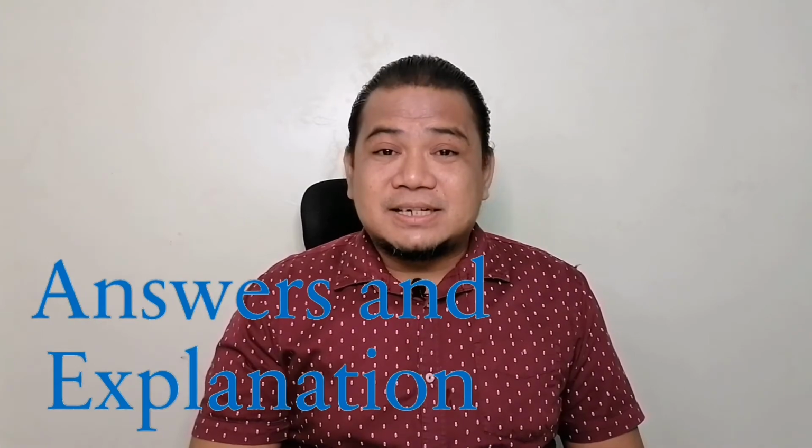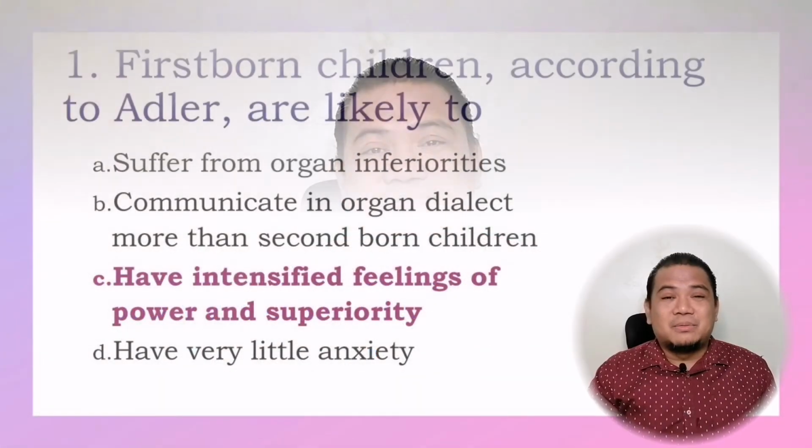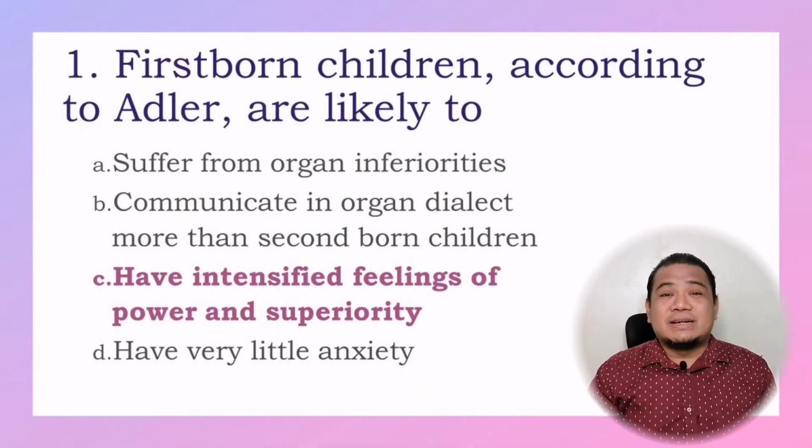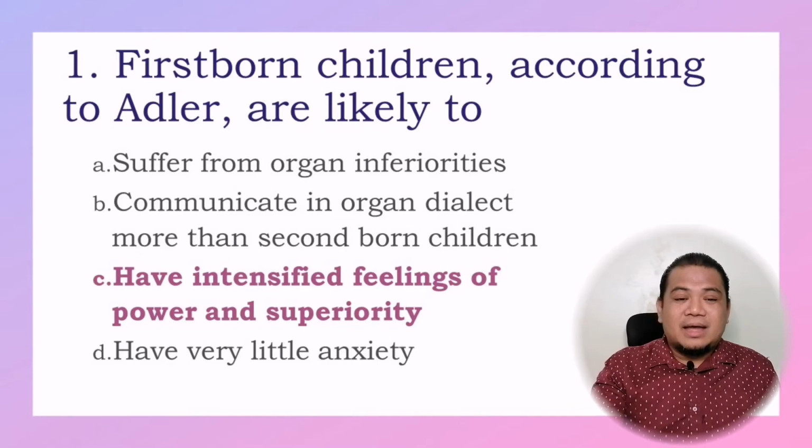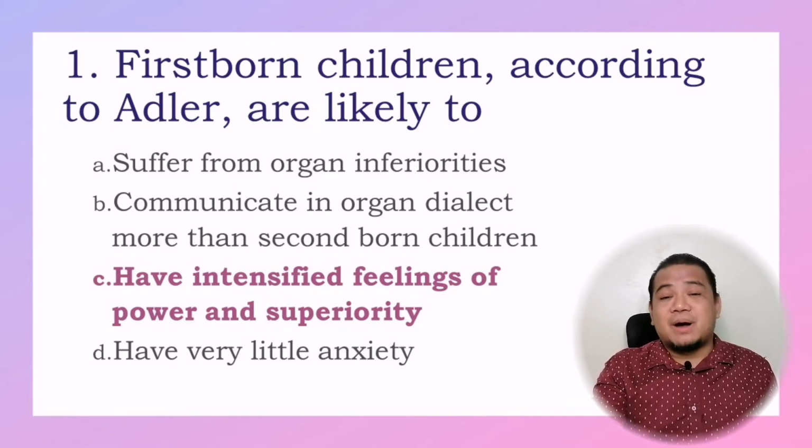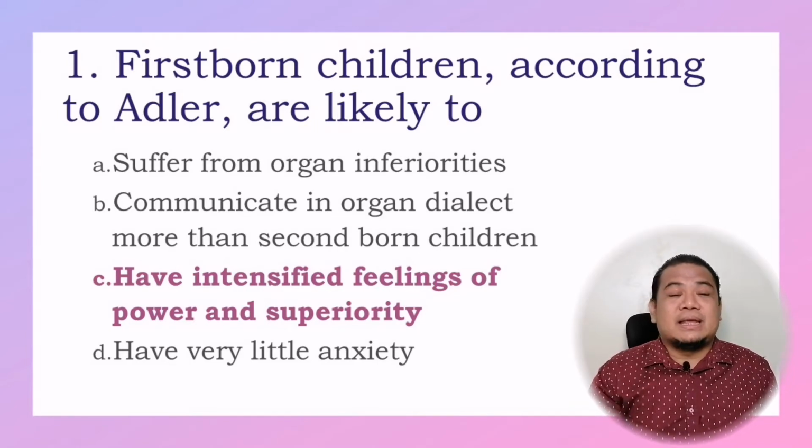And now for answers and explanation. Number 1. Firstborn children, according to Adler, are likely to. The answer is letter C. Have intensified feelings of power and superiority.